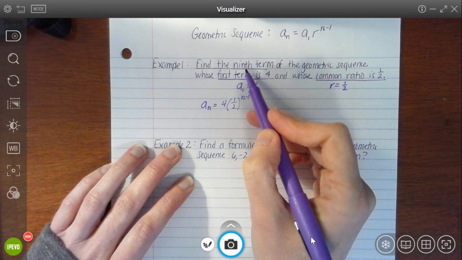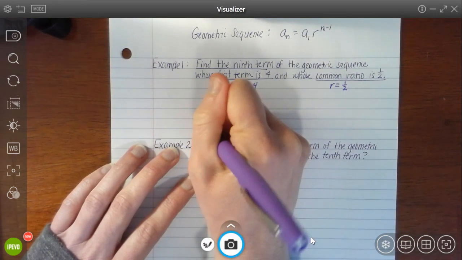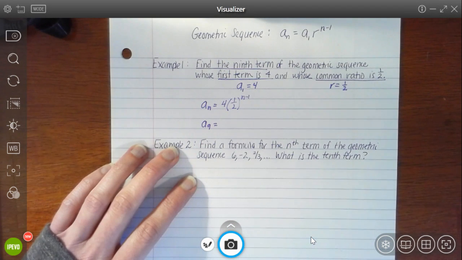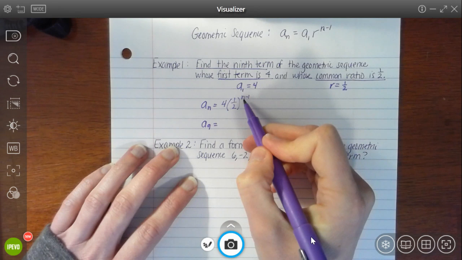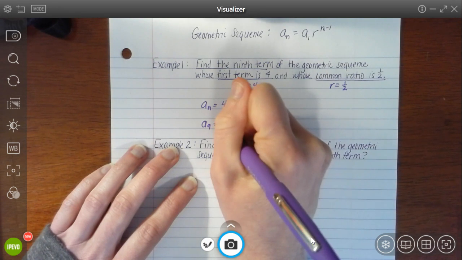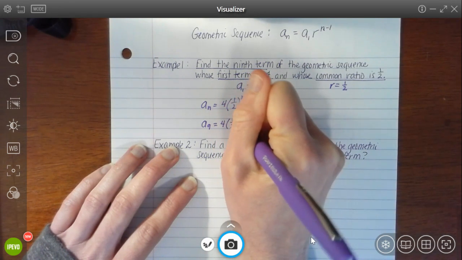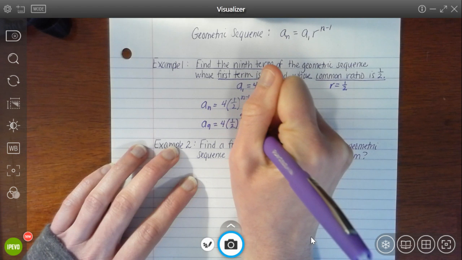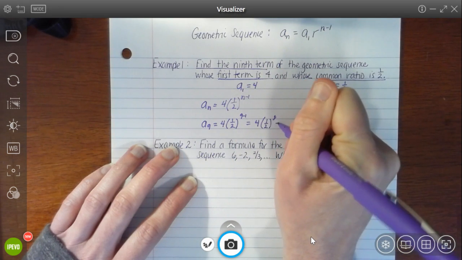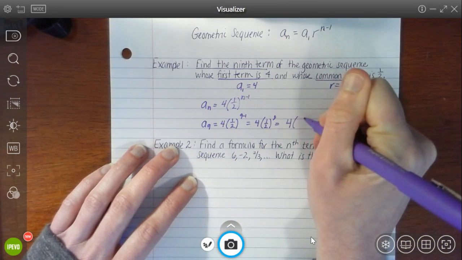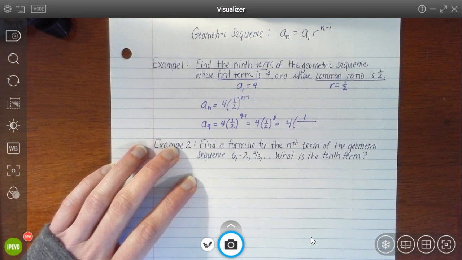So in this case, they want me to find the 9th term. So I'm going to go ahead and find a sub 9, and in order to do that, I'm just going to go and replace the n in this formula with the number 9. So I'm going to get 4 times 1/2 raised to the 9 minus 1, or 4 times 1/2 to the 8th.